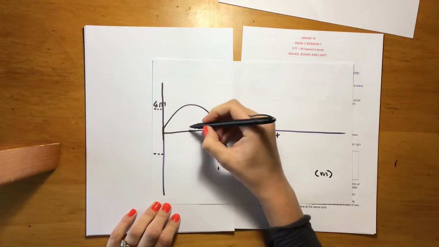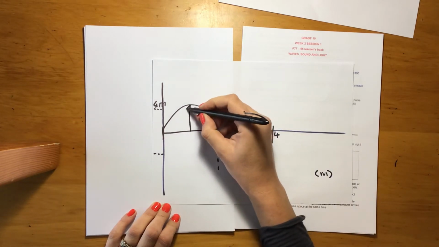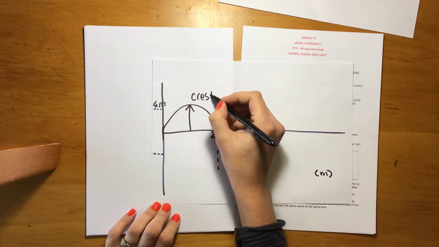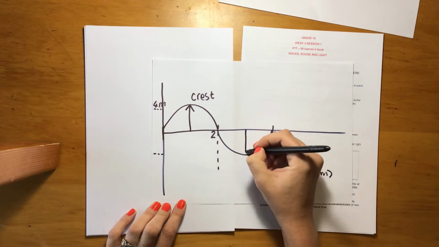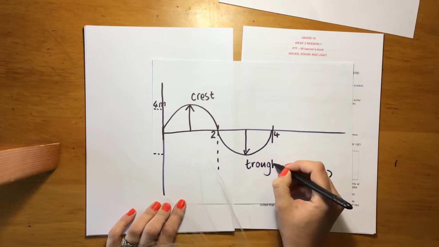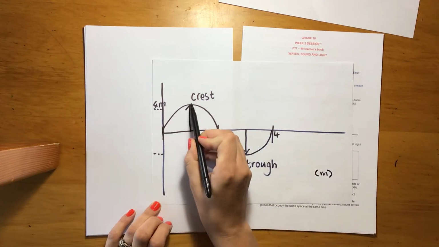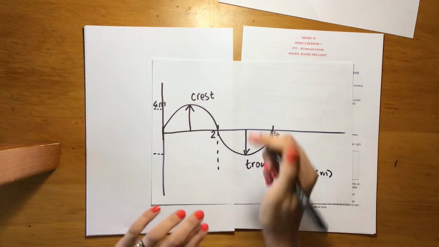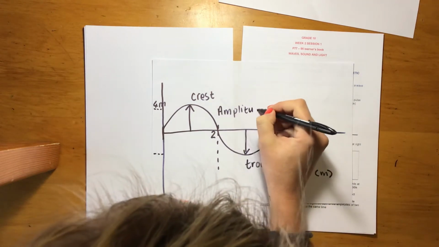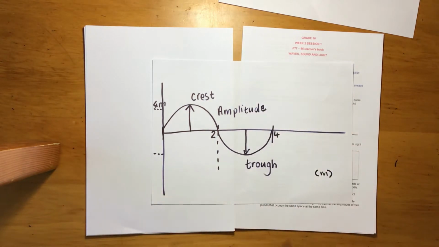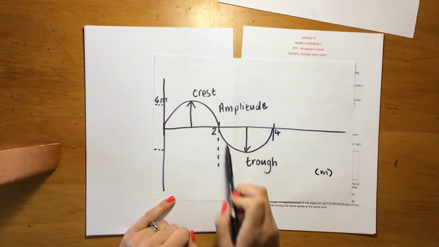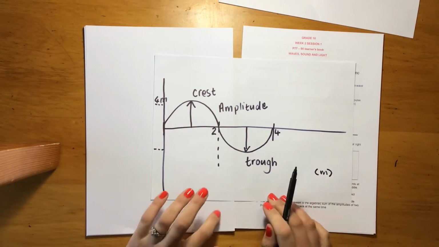From the position of rest to the top of the first pulse, we call this top part the crest. Right, and the bottom part we call a trough. Okay, from here to there is called the amplitude. Amplitude basically tells us how high the pulse is. Okay, so when we have one crest and one trough, we have one wavelength.